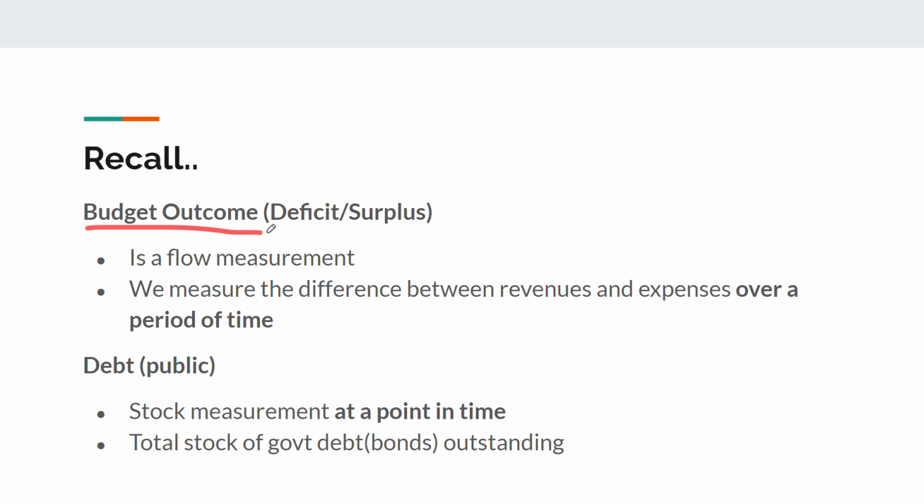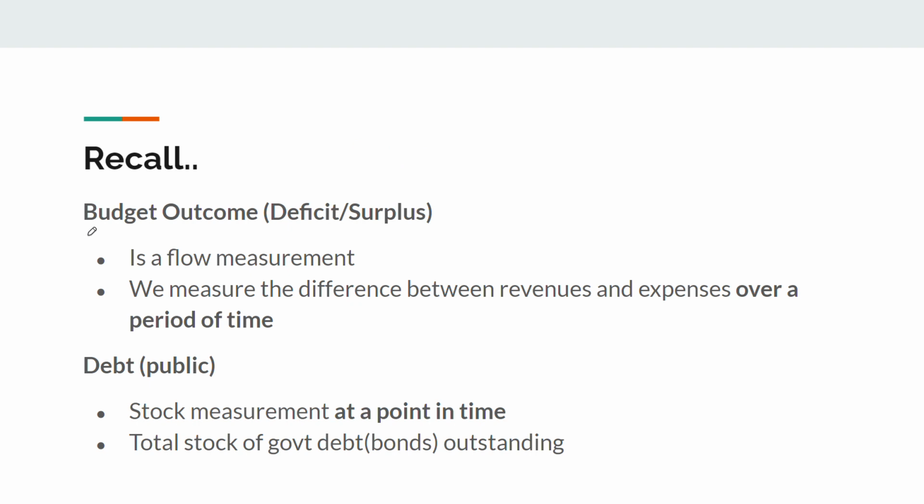Remember the first thing, the budget outcome: either the budget is in deficit, so it has an underlying cash deficit, or it has an underlying cash surplus. Deficit means that they are running revenues less than their expenses. In other words, they're spending more than they're earning. And a surplus would be when your expenses are less than your revenues. So in other words, you've got some money left over.